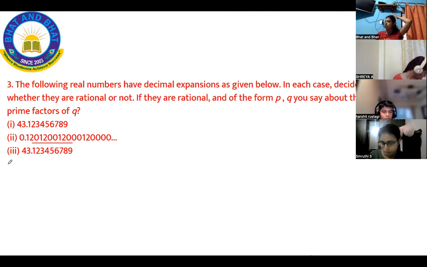The third one. Non-terminating but recurring. Yes, ma'am. Correct? And it has the factors 2 and 5. It is non-terminating and recurring. So how you wrote the answer for the first one, in the same way here also you will write. You will say it is non-terminating and recurring. Then the rest is all the same. You can write it in the form of P by Q, where Q is in the form of 2 raised to n, 5 raised to m. Okay?